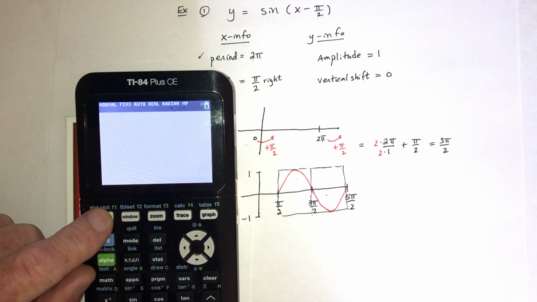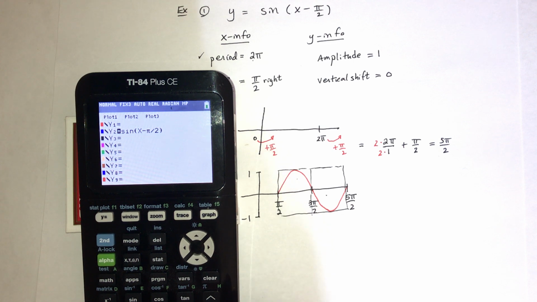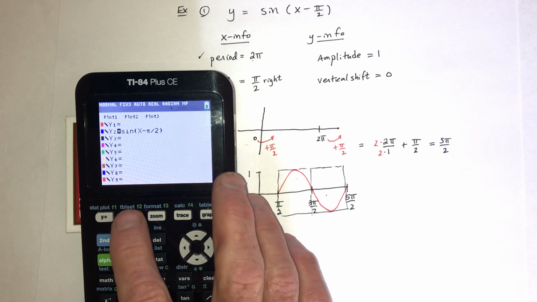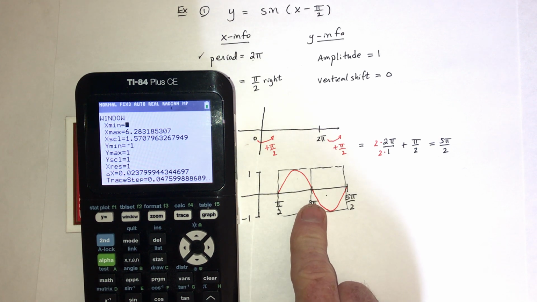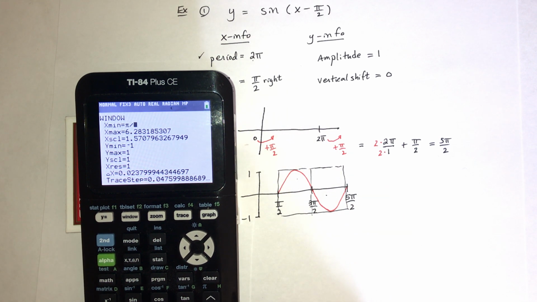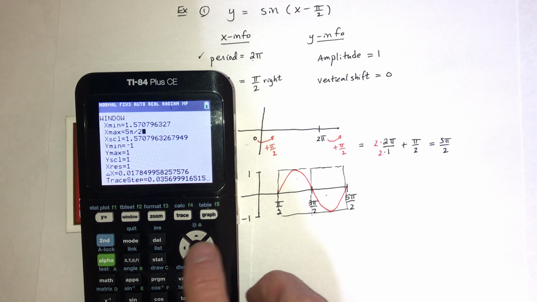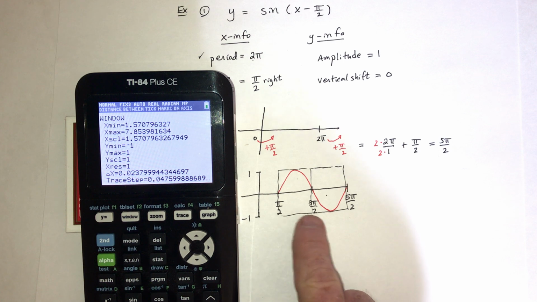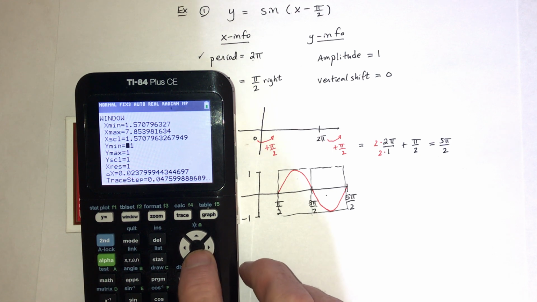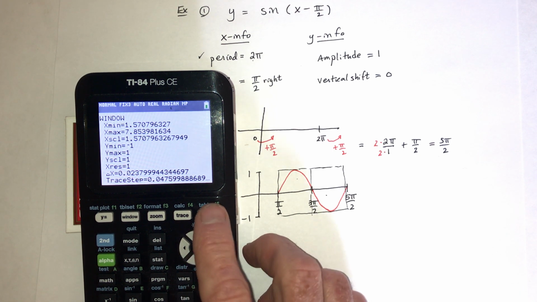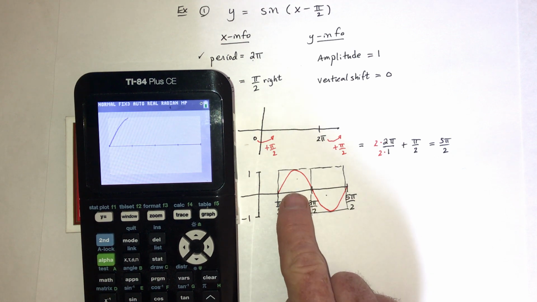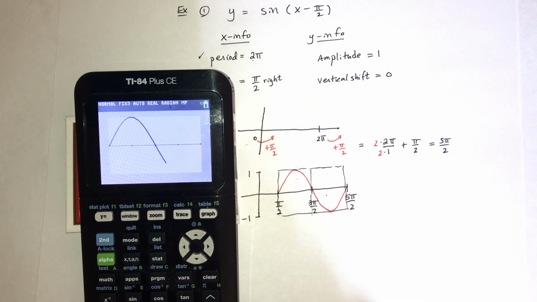So go to y equals, erase that other one and just do the x minus pi over 2. Change the window to look like this window, which goes from pi over 2 to 3 pi over 2. Oops, sorry, that's supposed to say 5 pi over 2. I looked at the wrong one. And then that number is pi over 2. That'll work. And then -1 to 1 for the y's. And you should see a graph that looks just like this. Although it's blue, but that's okay. It's still making the same graph. All right.